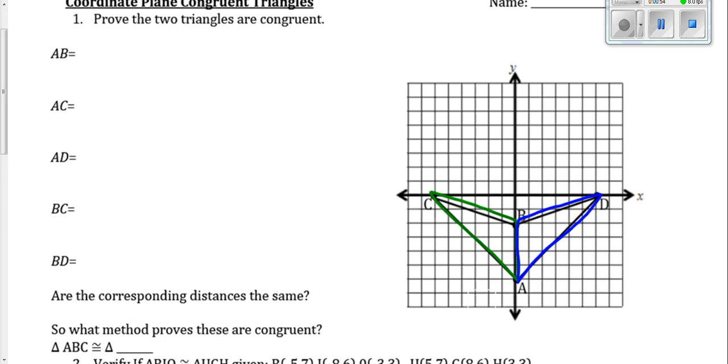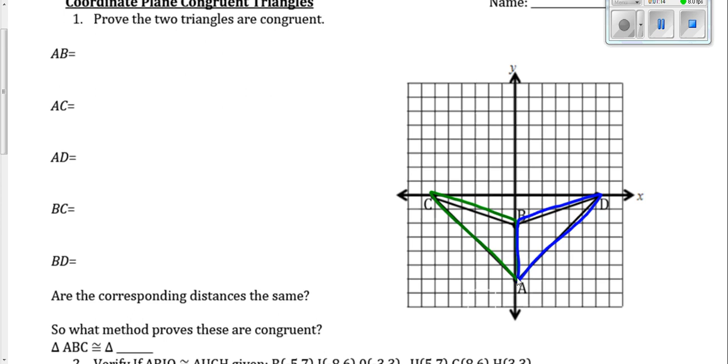So based upon what we know, we don't know anything about the angle measures. Right now, we don't know anything about the side lengths, but we do know we're on a coordinate plane, and we do know how to find the length of a side of a line. We learned that in Unit 1. So let's go ahead and find the side lengths, because I really don't have any information to help me figure out the angle measures.